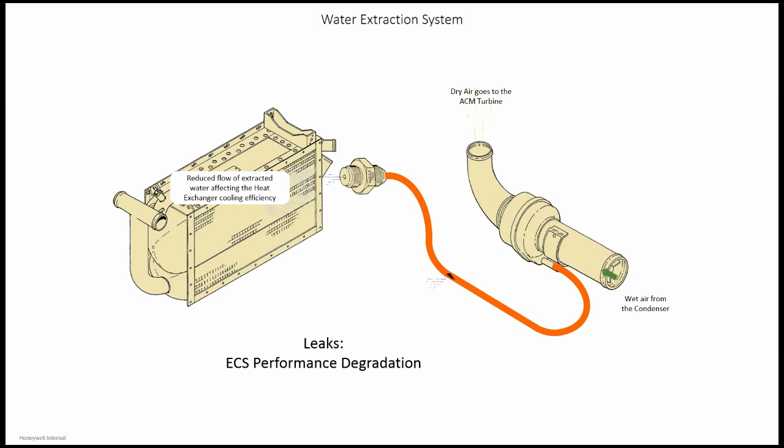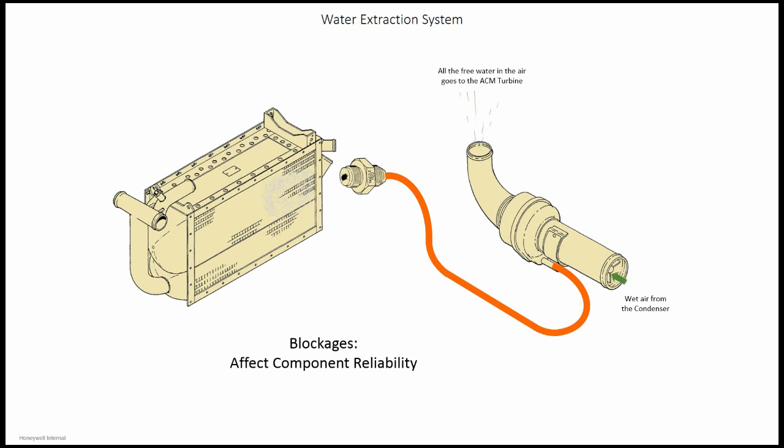A blockage in the water extraction system prevents the extracted water from being removed from the system, allowing it to enter the ACM turbine section, where it will turn into ice by the sub-zero effect of the energy removal created by the turbine wheel. It will also affect the evaporative cooling efficiency of the system, elevating the exit temperature of the secondary heat exchanger by as much as 10 degrees. This again will cause a significant performance drop of the ECS.